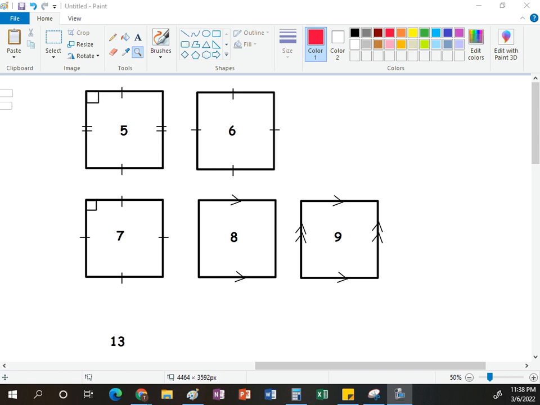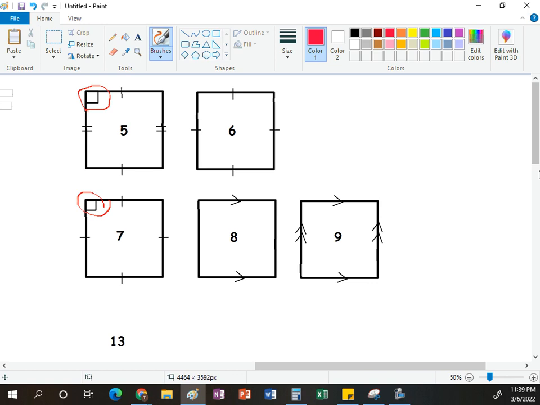For problems 5 through 9, what we're looking at here is trying to identify which quadrilateral we're looking at. Now, in my mind, the easiest ones to spot are the ones with the right angle marks. So we see that in problem number 5 and number 7, we got a 90-degree angle. The shape that's got a 90-degree angle is a rectangle or a square. And what's the difference between a rectangle and a square? It's whether all the sides are the same or not.